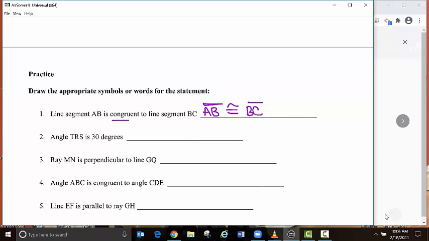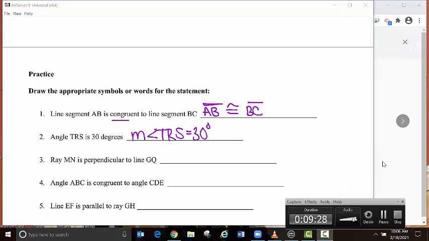So, angle TRS is 30 degrees. We're talking about the measure of angle TRS, it's not an S, that is equal to 30 degrees.